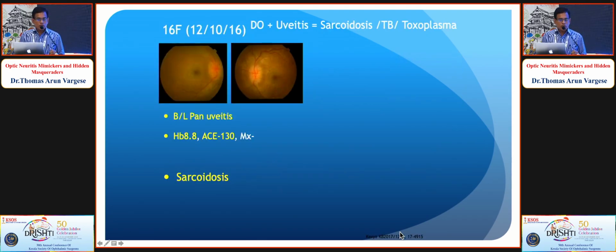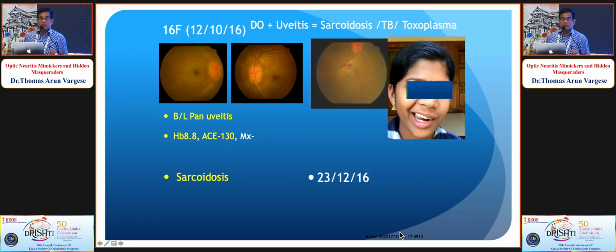A 16-year-old 11th standard student presented with some pain, blurring, and she had features of panuveitis, anterior and posterior inflammation, and bilateral disc edema. So you're thinking sarcoidosis, TB, toxoplasmosis. ACE was very high, and she was started on systemic steroids, responded initially. She even developed a facial palsy.